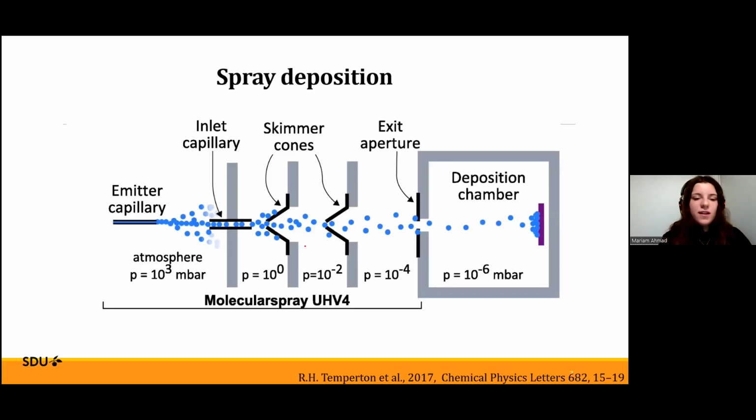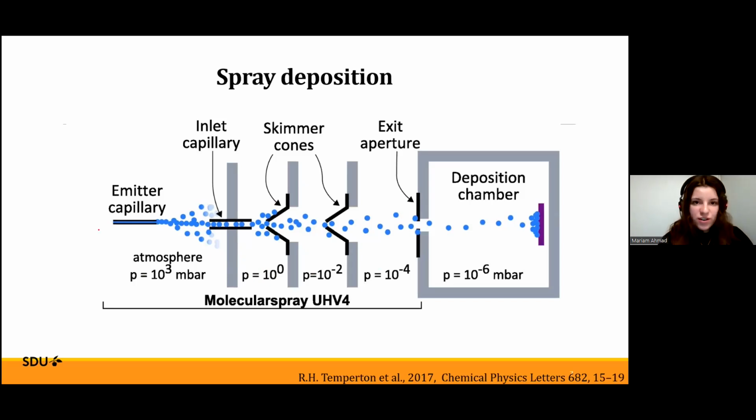Another deposition technique that has been used in this study is spray deposition. Spray deposition is a way to deposit a thin film from a solution in a vacuum. The spray deposition tool that we have used in this project has 3 vacuum stages, and then the third stage can be connected to a deposition UHV chamber.